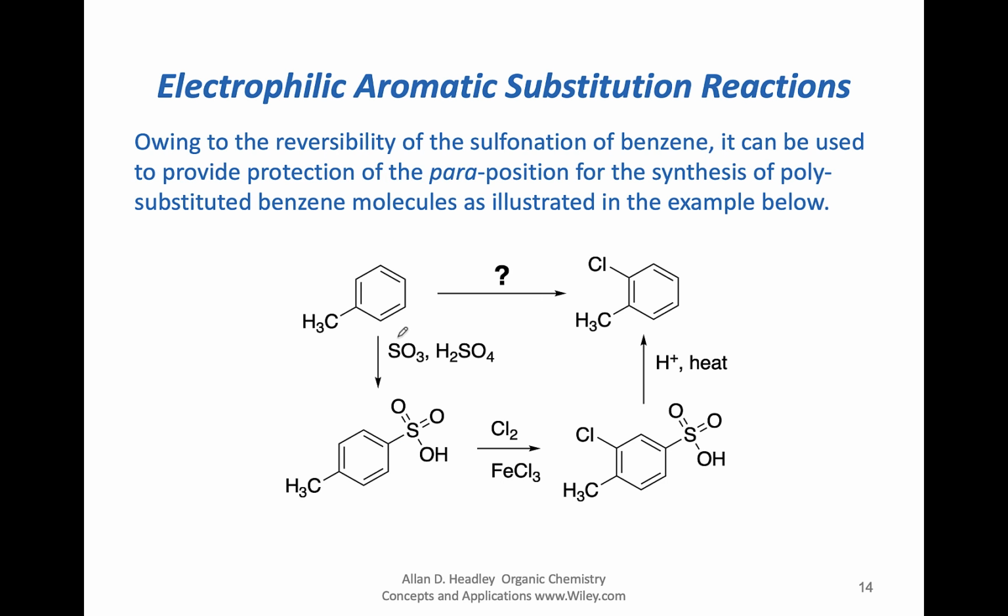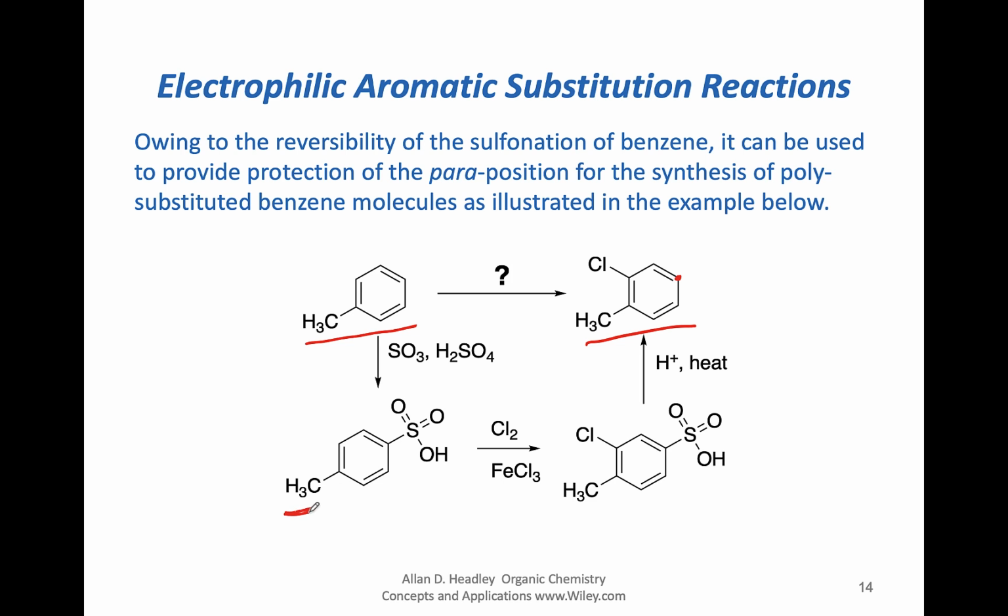Let us go back to the sulfonation. We mentioned that it's of practical use here. So if we have this molecule here, and we need to make this as our product, so we're going from methylbenzene, toluene, to 2-chlorotoluene. Notice there's no substitution here. So what we can do is, the sulfonyl group is a protecting group, or can serve as a protecting group. So we can put it on.